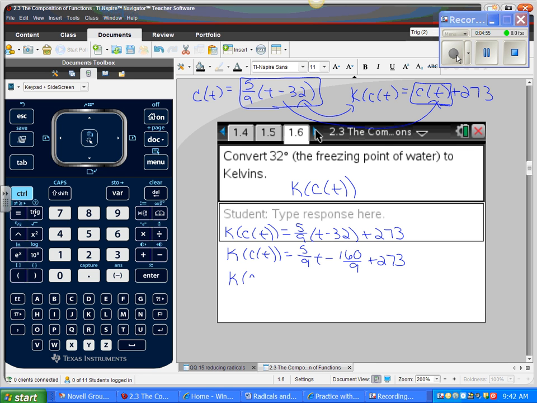or K of C of T equals (5T plus 2297) over 9. Okay, so there's our pretty formula. So now it's very simple to convert 32 degrees Fahrenheit to kelvins. All we have to do here is plug that 32 in for our T, which stands for temperature in Fahrenheit. All right, so we're going to real quick go ahead and do that.